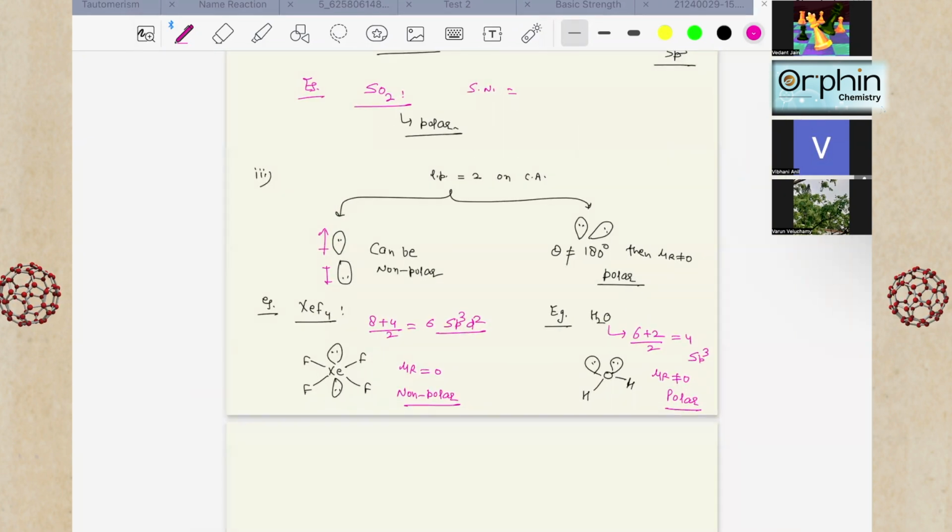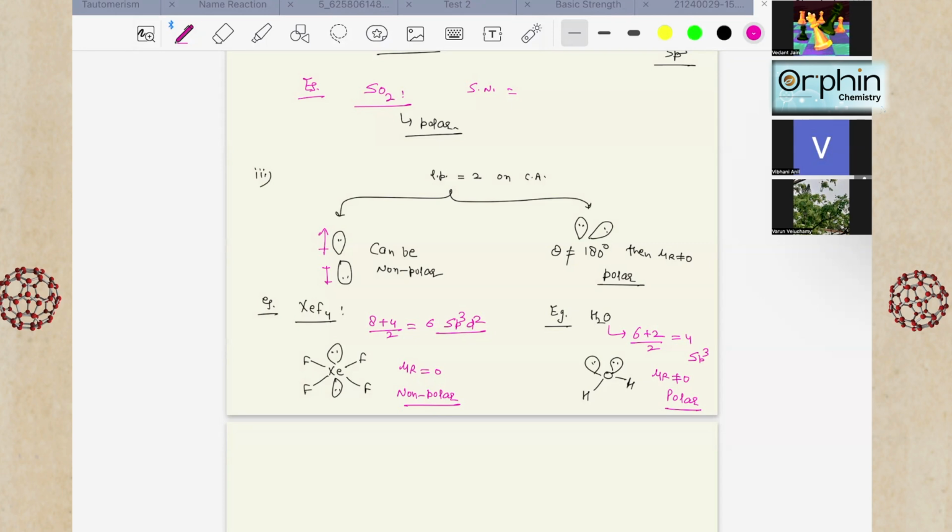Because of the overall dipole moment, not the bond. Sometimes students make a mistake. They see that in water, because of the OH bond, it is polar, so it should be the same in XeF4 also. In XeF4, the XeF bond is polar, but that is about the bond. If you find the polarity of the molecule, then you have to calculate the vector addition, the net vector, which is cancelling each other, so it is coming at 0.